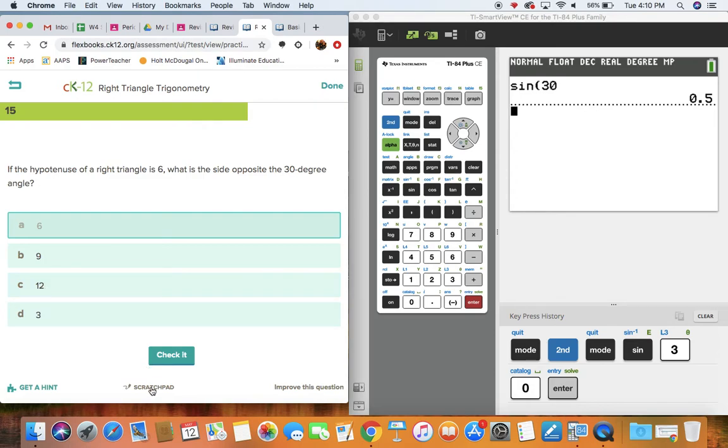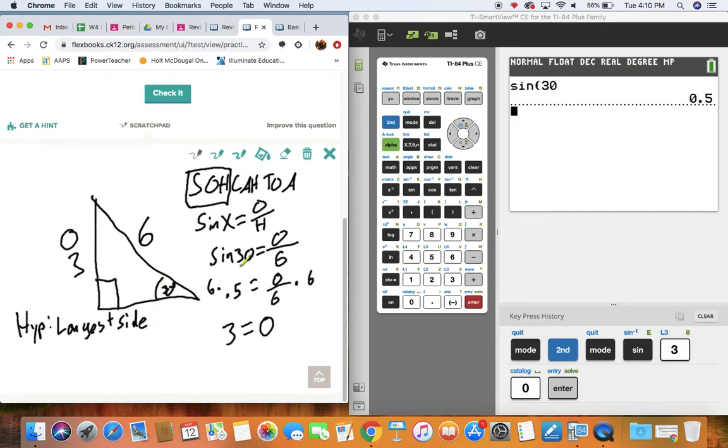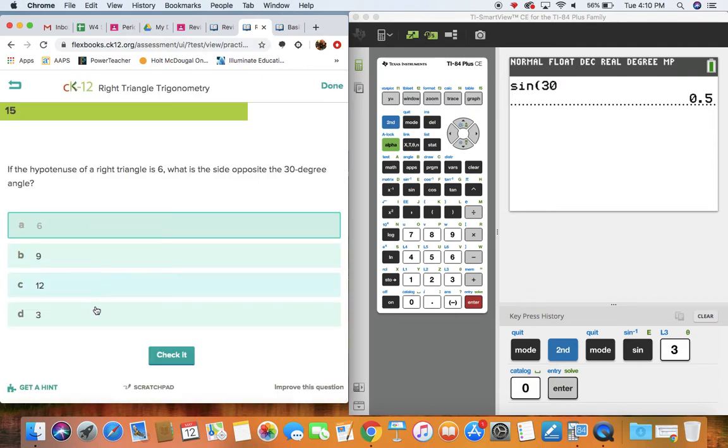So that's how you solve it mathematically. This is how you could have gotten this answer correct logically, by just knowing that 3 is the only number there that would have been an option.